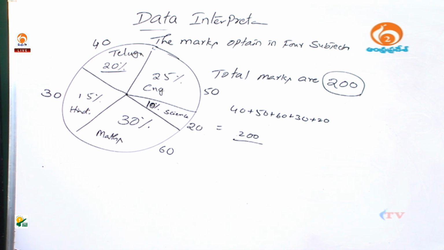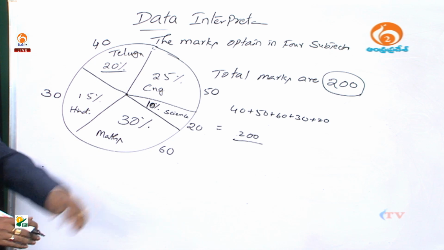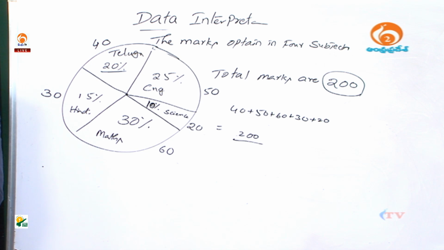And next, in which subject did he get the most marks in all these 5 subjects? The maths is 30%, the highest percentage in all these subjects. That is why he got 60 marks in mathematics. That is the highest marks in the given pie chart.